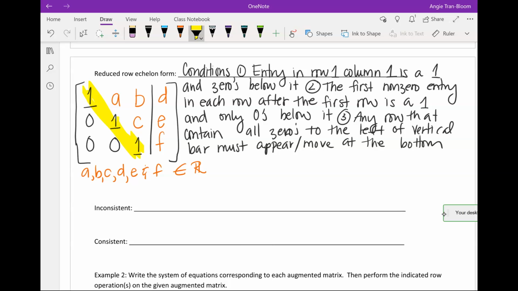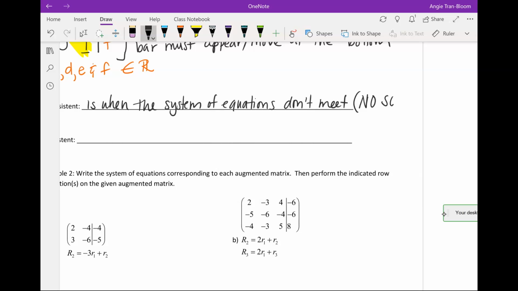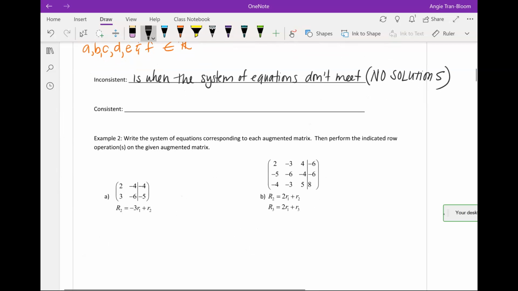Inconsistent and consistent. Anybody remember these words at all in Algebra 2 or even in Algebra 1? A system that's inconsistent. Take a wild guess. Has an answer or does not have answers? Inconsistent. Something that's inconsistent. Answers or no answers? No answers, right, okay? Inconsistent is when the system of equations do not meet or don't meet. If they don't meet, do they have answers? If the 2 lines don't meet ever, would you have answers? No, that means no solutions.